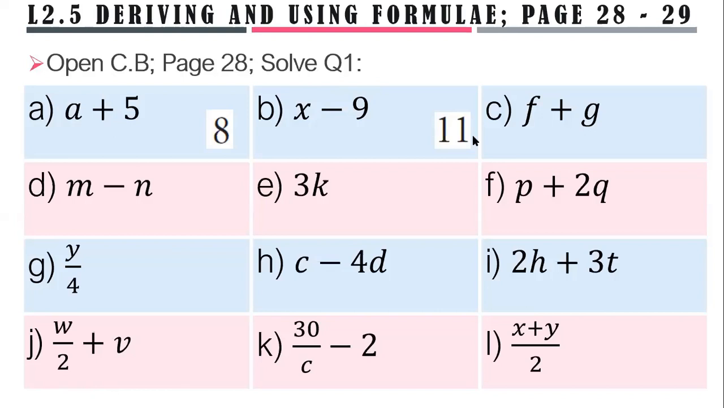Hassan, the next one. C, F plus G, when F equals 7 and G equals 4. So we replace F with 7 and we replace G with 4. So what's the value? 7 plus 4 is 11. Excellent job. Thank you very much.